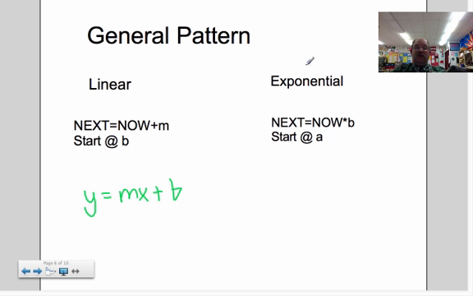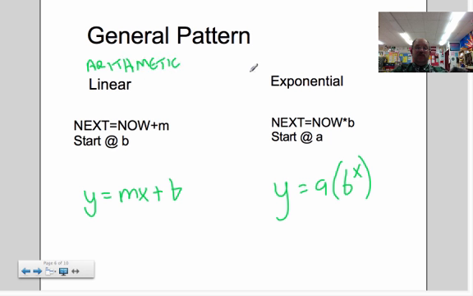If we have an exponential model, then we get a next now equation, a recursive equation now times b starting at a, and the general form is y equals a times b to the x. Okay, so what started out as an arithmetic sequence turns into a linear pattern. What started out as a geometric sequence, we say has an exponential pattern. Exponential means it grows proportional to itself. Linear means it grows at a constant rate. So that's sort of the pattern that we look for.